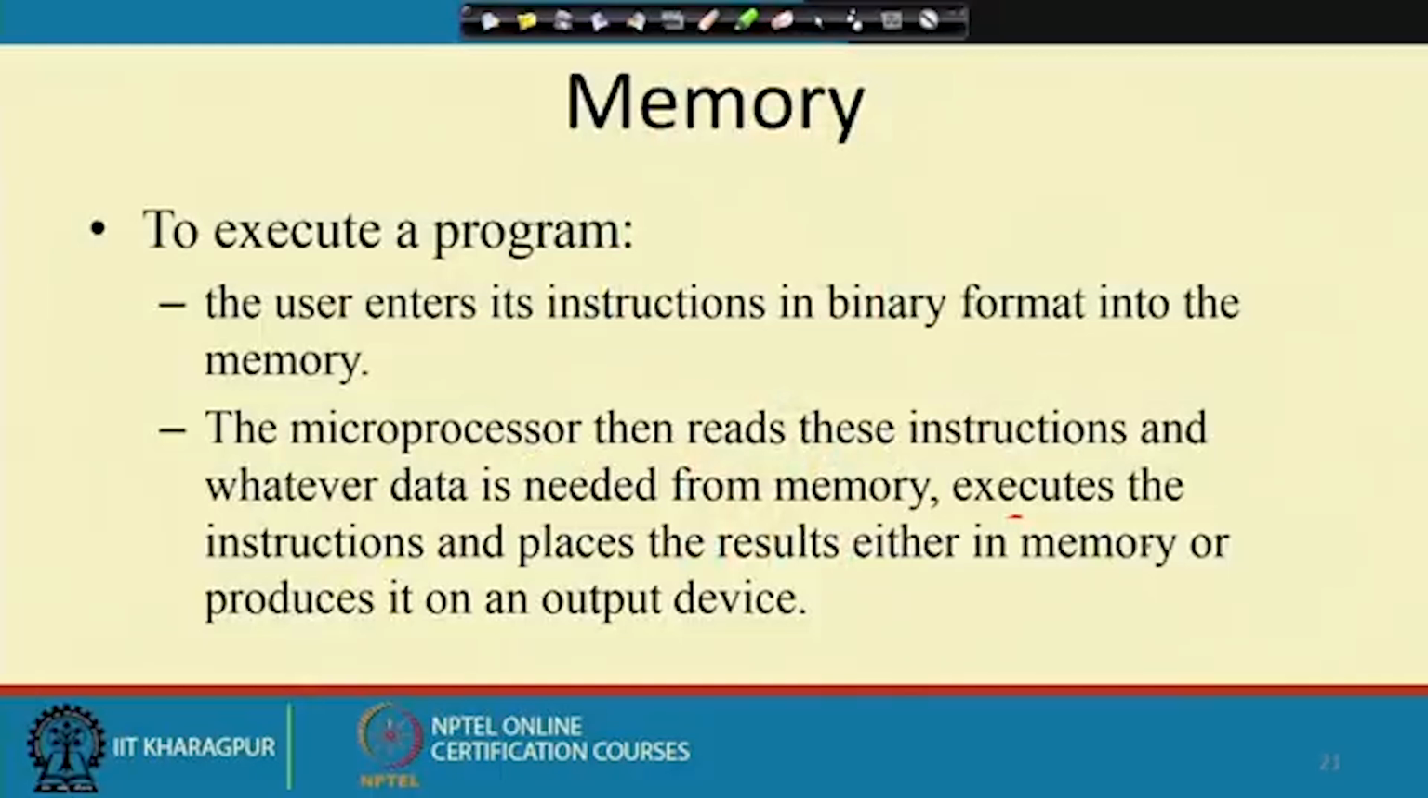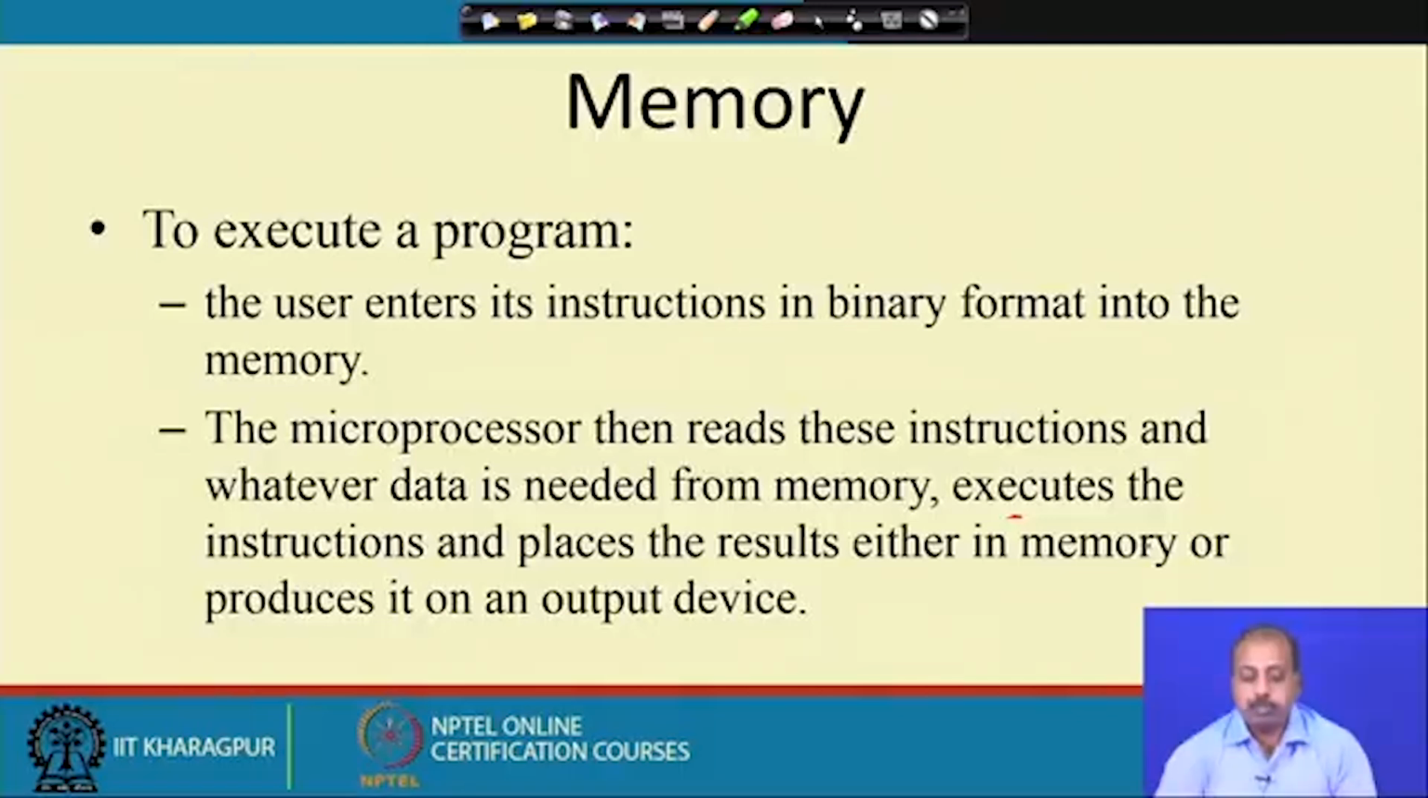Once the program has been loaded into the memory, the microprocessor will be able to read these instructions and whatever data is needed from the memory, execute those instructions and place the results in memory, or it can produce the result on an output device. After executing the instruction, the result that is produced is again another variable value. That value may be stored in some register, it may be stored in the memory, or there are some input and output instructions by which we can read the values from some input device, or we can write the values to some output device. So, in and out, these instructions are there which can be utilized for that.